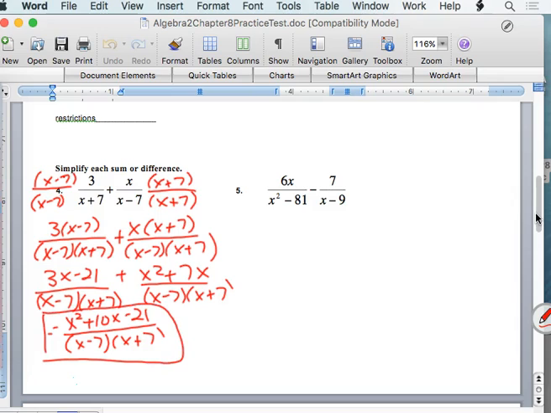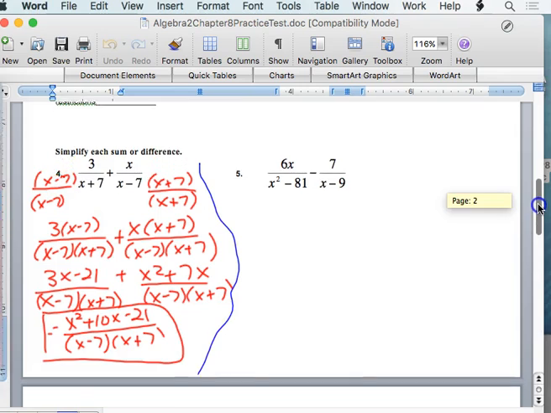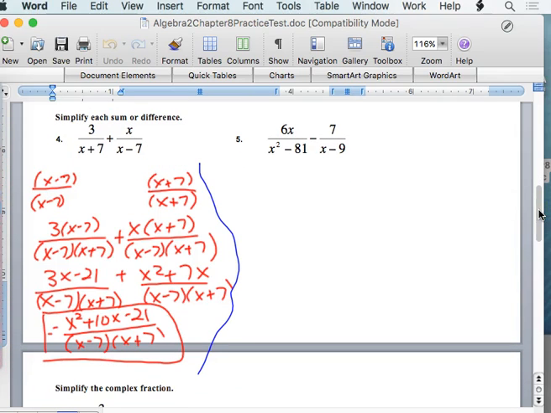Very suspicious. Is there a blank for restrictions? Okay. Because I think that we decided you'd done enough of that already. So. Alrighty. I don't think we can see what the LCD is on number 5 unless we do something first. What's the something? Factor the denominator.